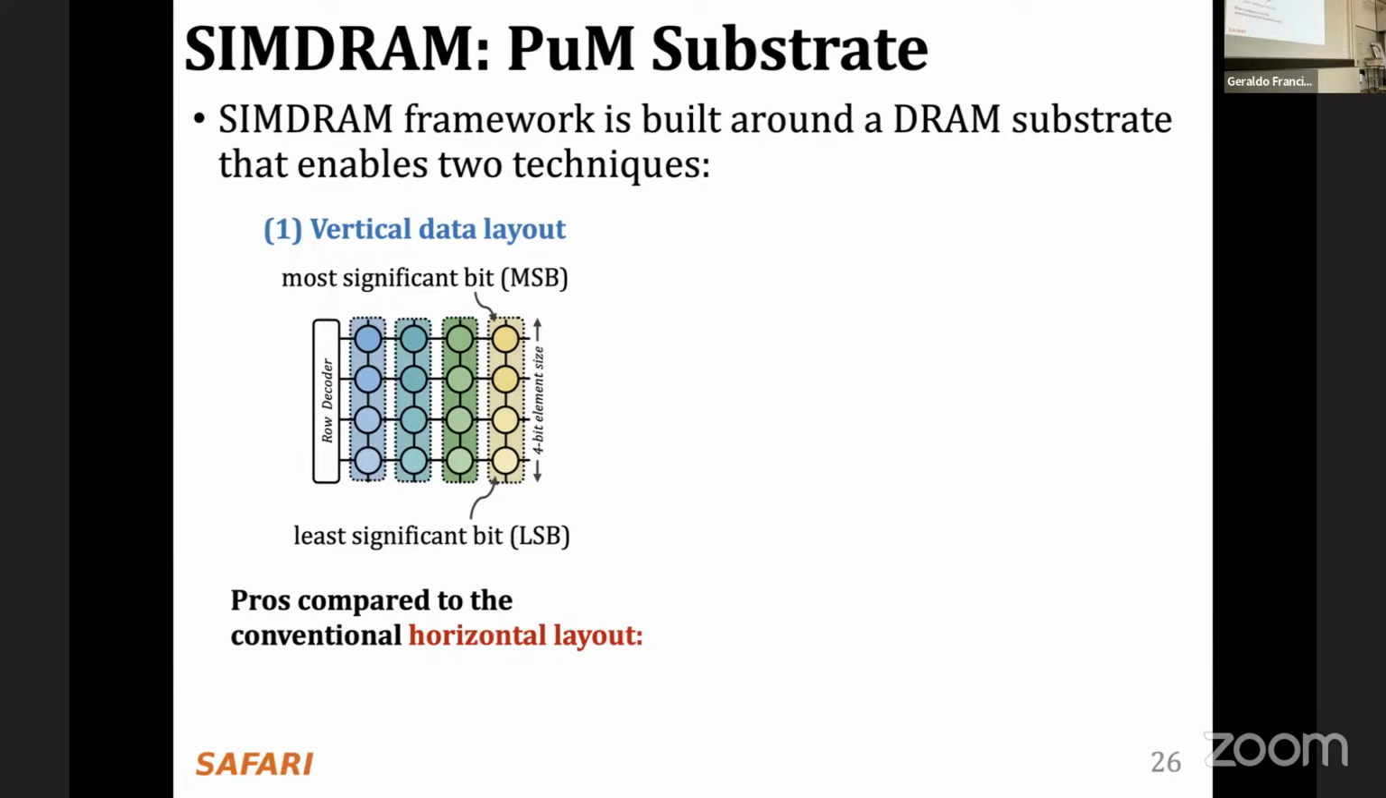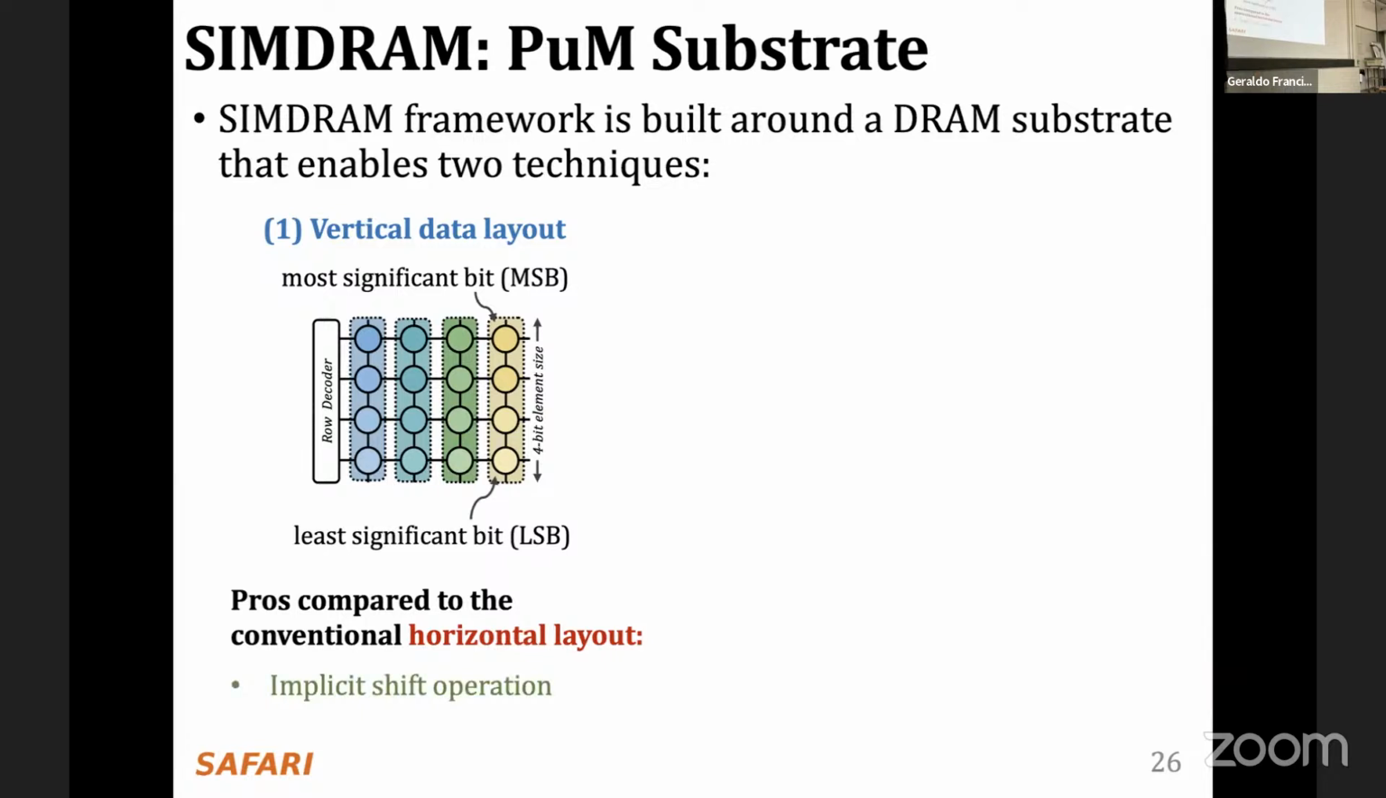So what we do is that instead of organizing data horizontally, we are going to organize data vertically. By doing so, if I'm adding this element and this element here together, and this produces the carry for the next addition, for example for this element, they are all sharing the same column because they are vertically aligned.